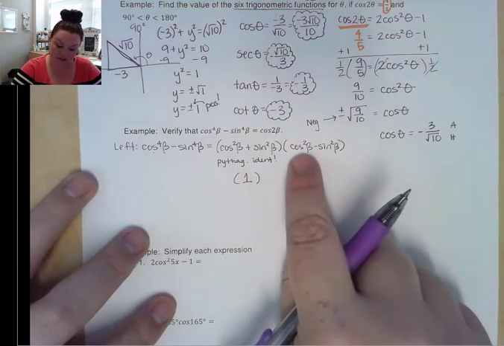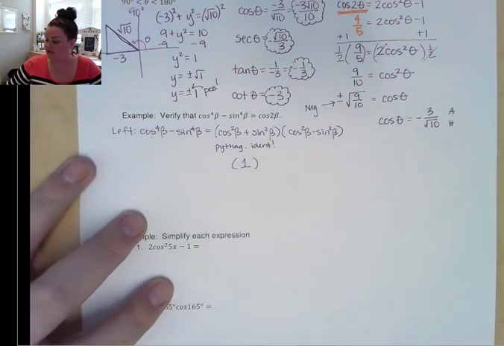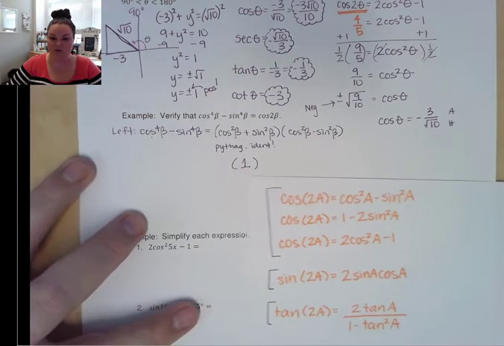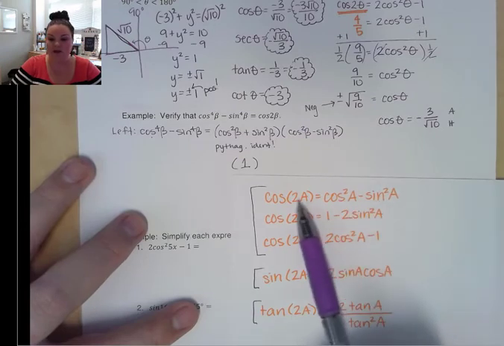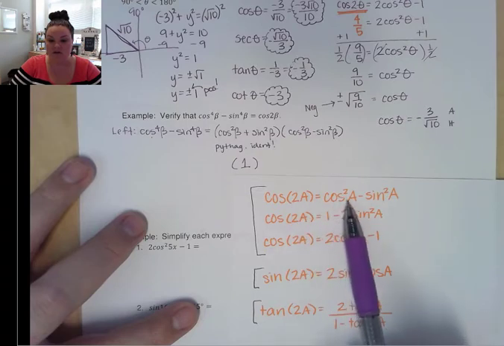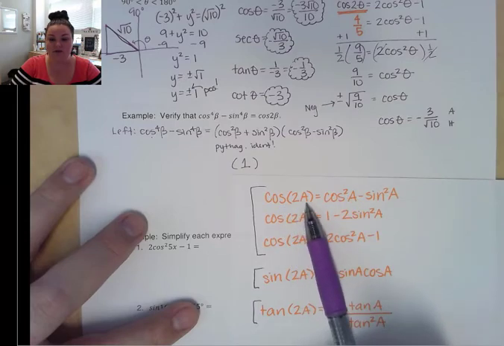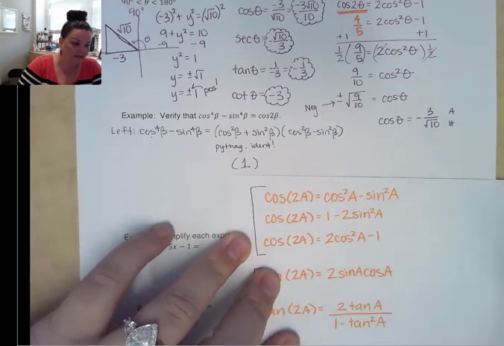And then cosine squared beta minus sine squared beta, that's one of the identities that we just came up with, right? If I bring my little page here where I have them all written, that was the very first formula that we got for cosine of 2a. So if we have cosine squared of the angle minus sine squared of the angle, that's the same thing as cosine of 2 times that angle. So here we can replace this, right?